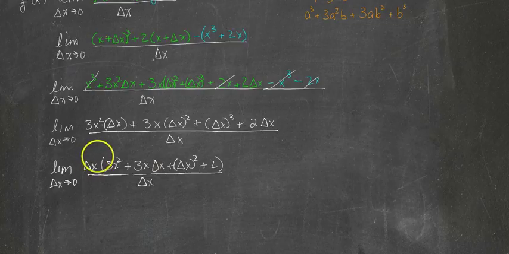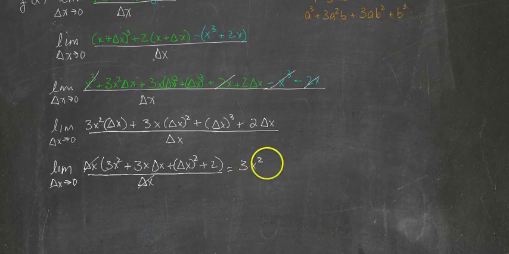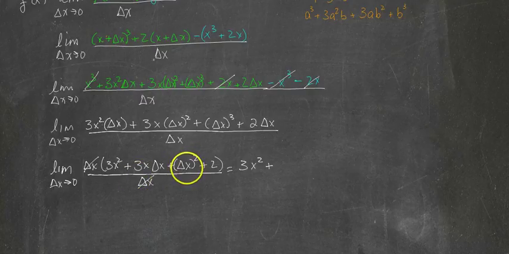Now I can cancel my delta x with my delta x in the denominator. I still have delta x's, but I don't care if they turn to 0 in the numerator, so I'm really kind of done. So now I'm going to substitute my zeros in. I get 3x squared plus 3x times 0, that disappears. Delta x squared is 0 squared, that disappears, plus 2. And that, my friends, is the derivative.